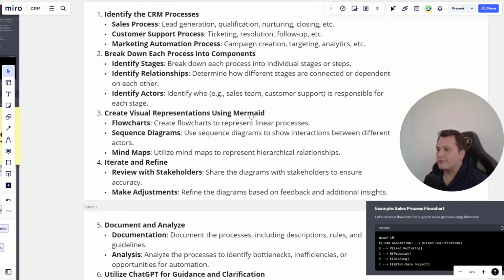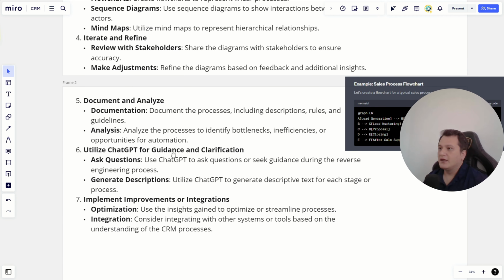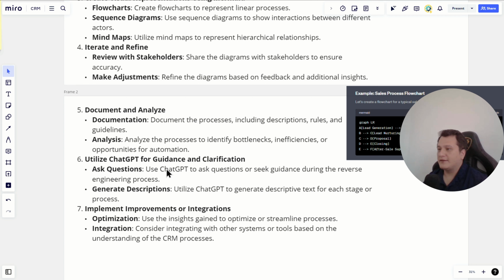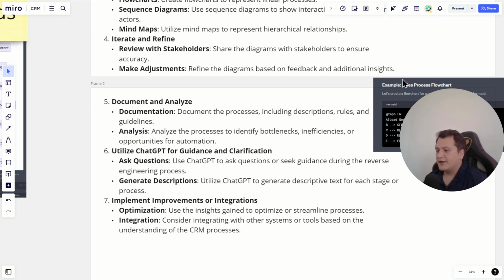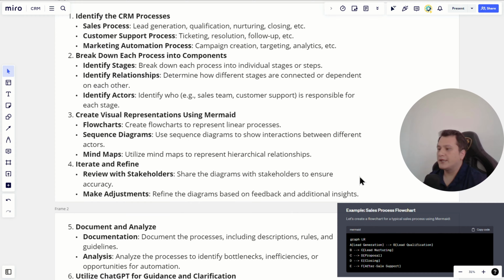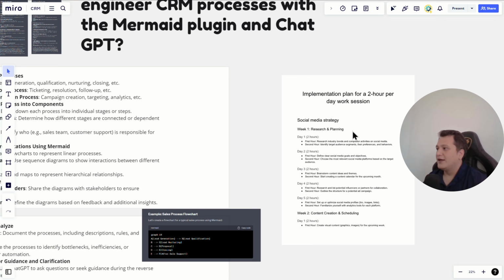Then we create a visual representation using Mermaid. Those are going to be the flow charts, sequence diagrams, and mind maps that we're going to use. We can iterate and refine the process, and review it with our stakeholders. We can document and analyze the full process. We can use ChatGPT for guidance if we have questions, or to generate descriptions as well. And finally, we can have implementation and improvements. Clearly, that's another video where, when we have all the things ready, we can dive into more details.